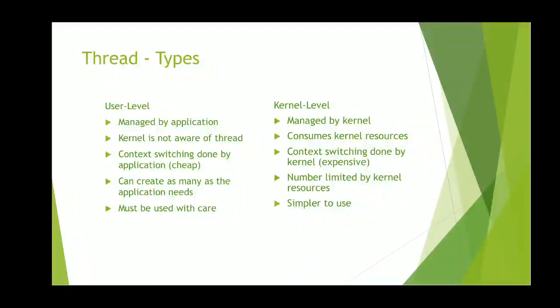We can see the difference between user level thread and kernel level thread. The user level thread is managed by the application, but in the case of kernel thread, it is managed by the kernel. And in user thread, the kernel is not aware that the user thread is running. Also, context switching in the case of user level thread is very cheap. But in the case of kernel level thread, context switching is done by the kernel and it is more CPU intensive. And there should be a limit on the number of kernel level threads that can be created.